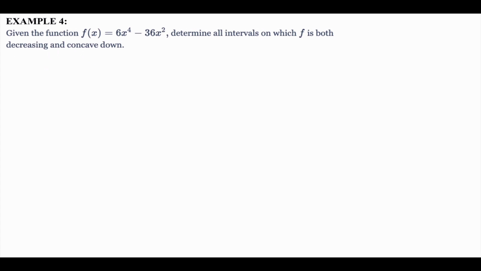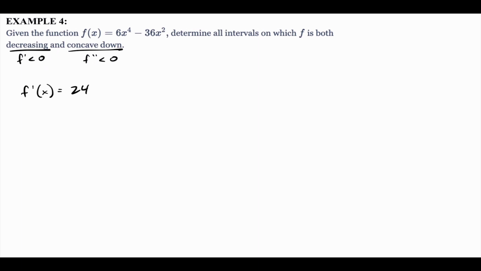Okay, so decreasing, first derivative. Concave down, second derivative. So decreasing means first derivative is less than 0. Concave down means second derivative is also less than 0. So we're looking for where both of those things are true. So the first thing we're going to do, find the first derivative. Find out where it's decreasing.